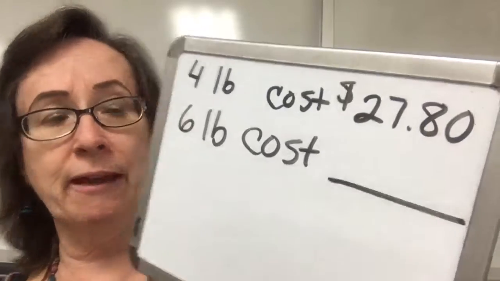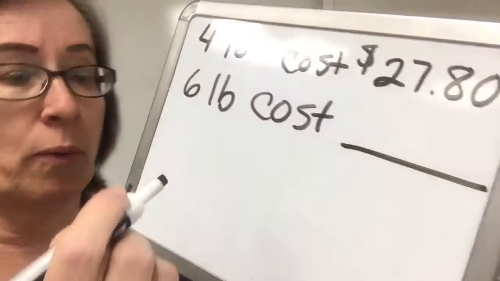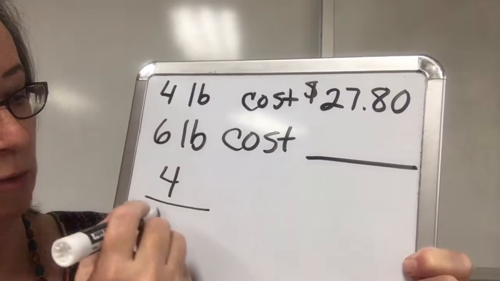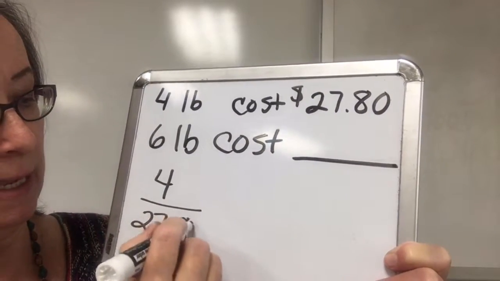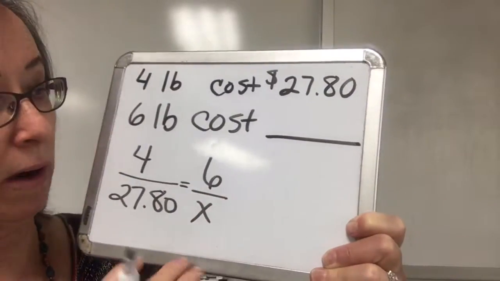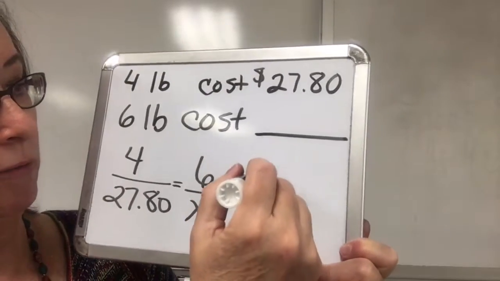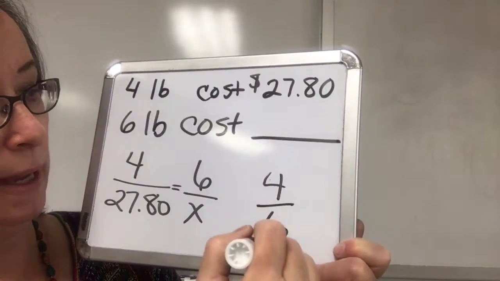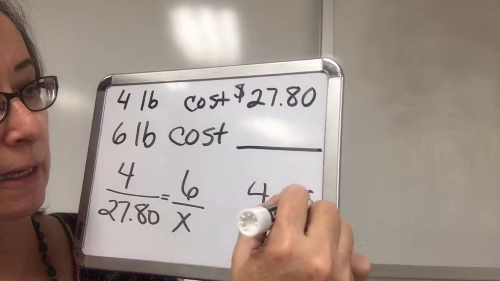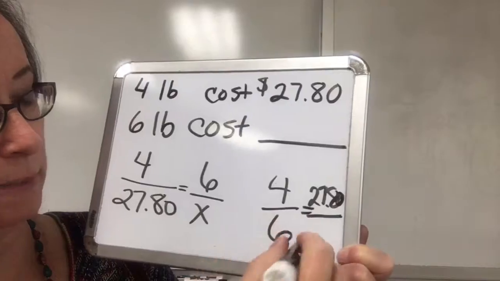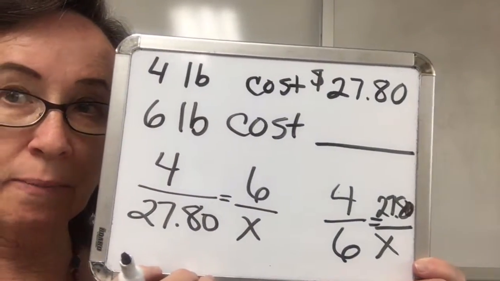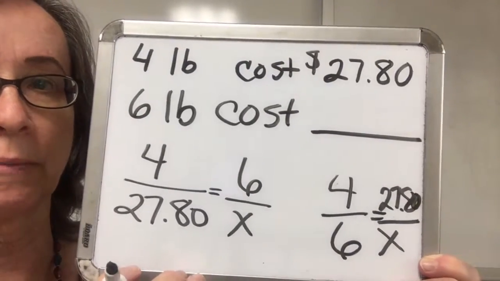And remember, it does not matter whether we set up 4 pounds is to 27.80 as 6 pounds is to what? Or if we set up 4 pounds, 6 pounds, with the 4 pounds is the 27.80, and with the 6 pounds is the what? Notice that both equations will get me the same results when I cross multiply.